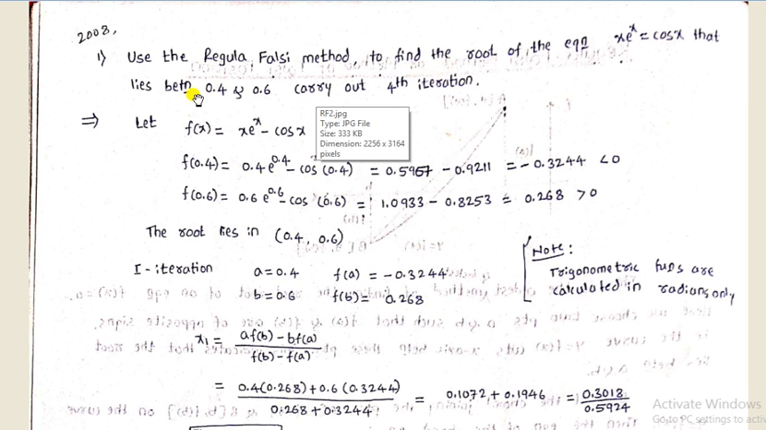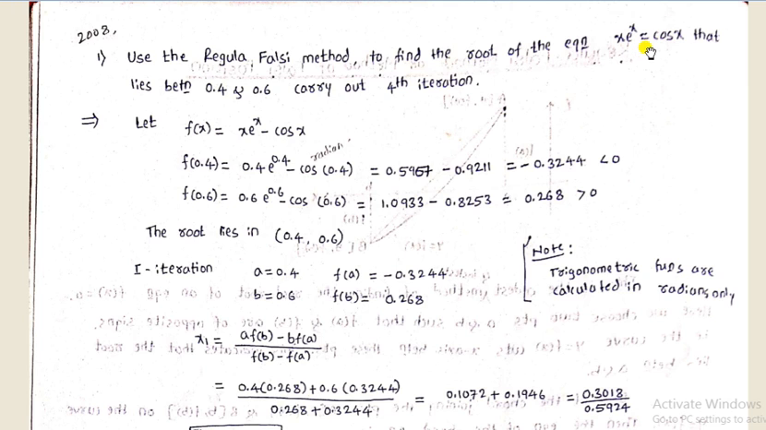Now examples on Regula Falsi method. First example: use the Regula Falsi method to find the root of the equation x e to the power x is equal to cos x that lies in between 0.4 and 0.6, and carry out fourth iteration. Means you have to calculate up to the fourth step.